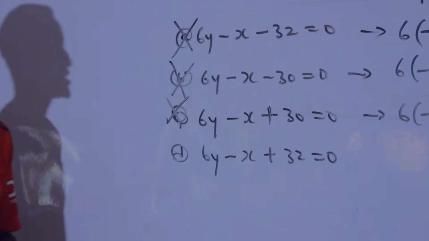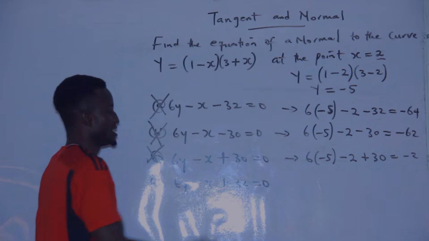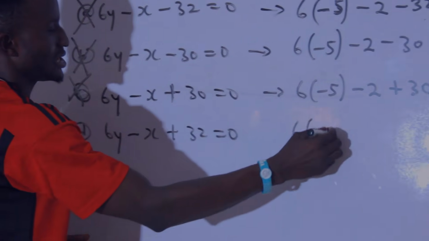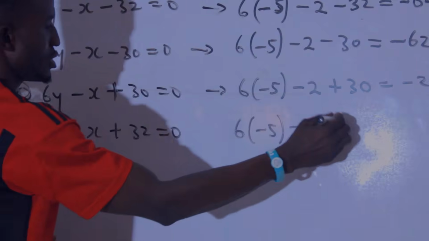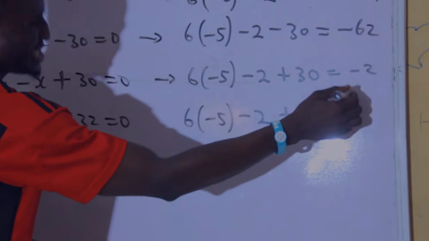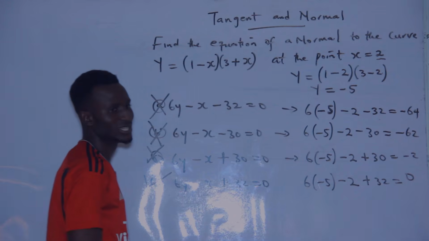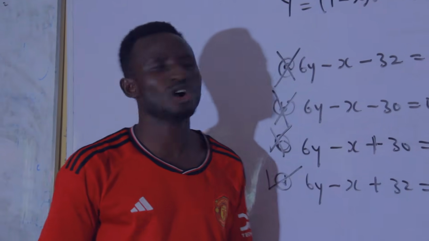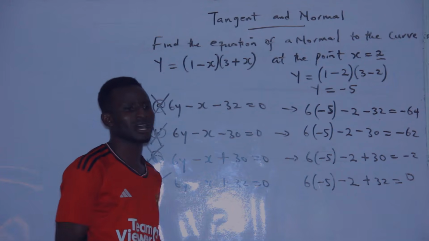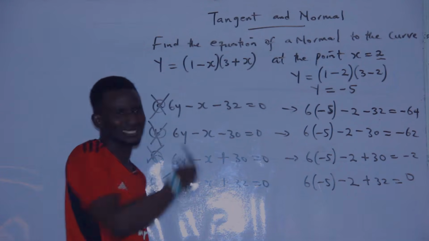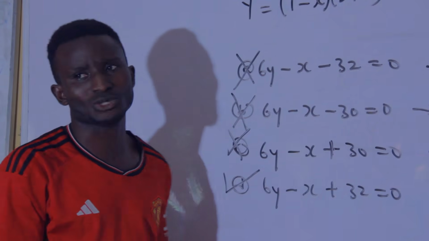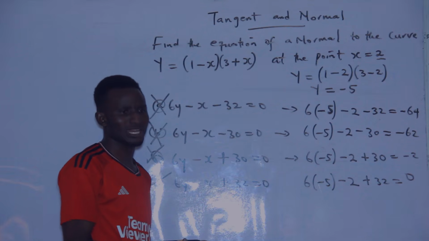I think my final answer should be option D, in which we have 6 into bracket minus 5 minus 2 plus 32. It is equal to 0. That shows this is the final answer. So with any question on the equation of the tangent or the equation of the normal, you can just insert the value of your x in the equation, and that will be done. Let me look at another example.